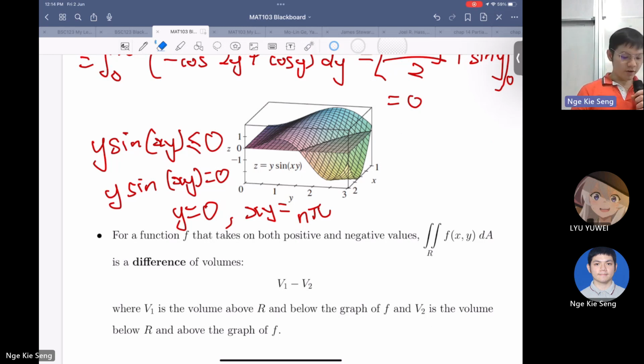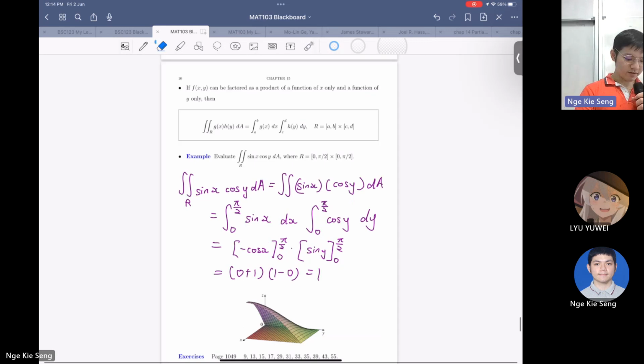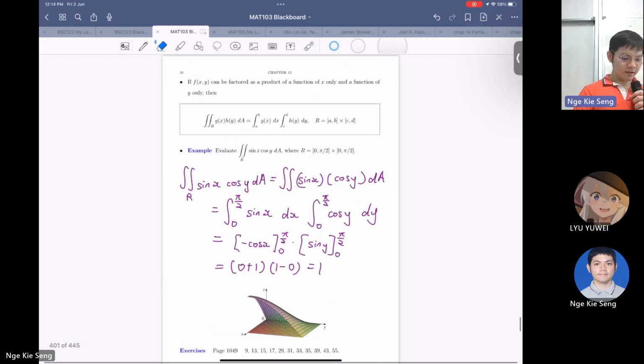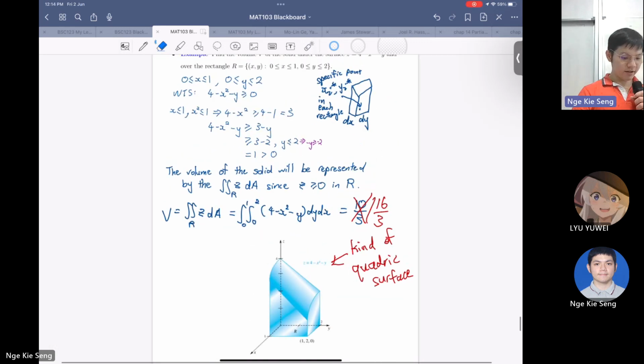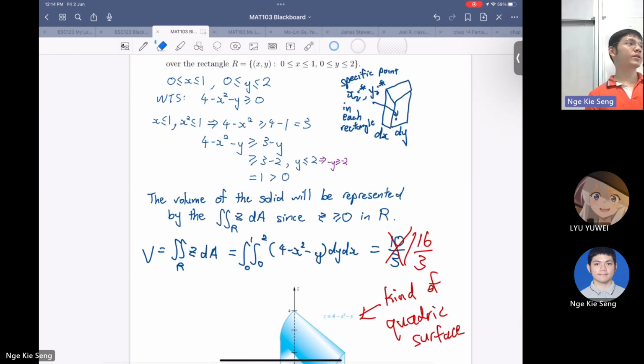So for example, the example just now, it is easy to check, because I gave you an easy rectangle. So it really depends on the domain and also on the function. In general, it is hard to check, but that's the strategy to check.